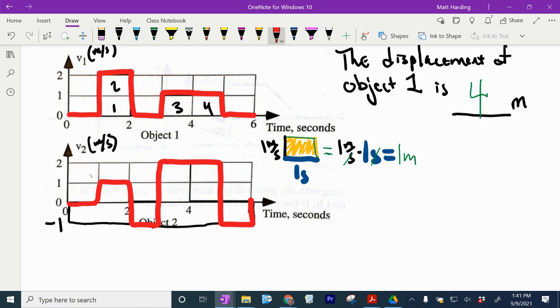All right. Back to this. Now what's your answer? How does the displacement of object 1 compare to the displacement of object 2? Object 1 has a displacement which is greater than object 2, equal to object 2, less than object 2.